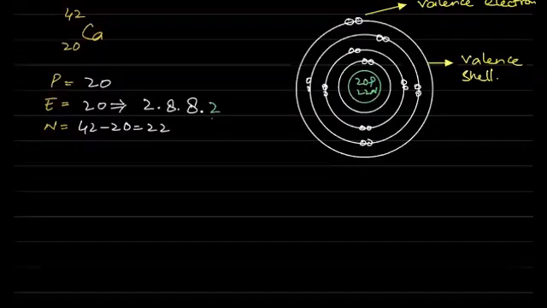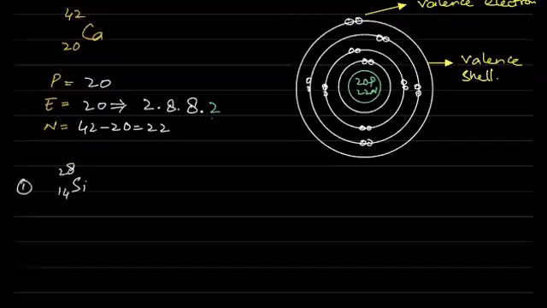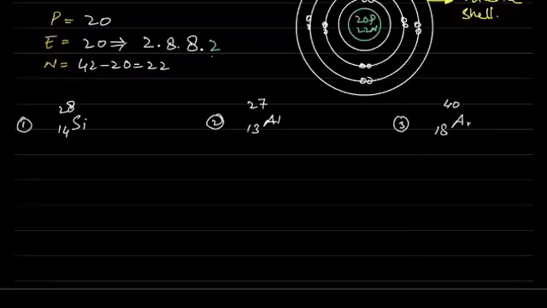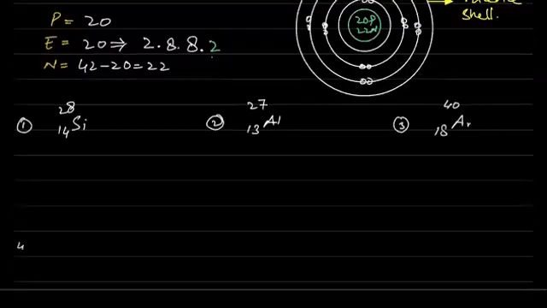Now I'm going to give you different elements. You have to draw the structure of these elements. Number 1 is silicon, 14 and 28. Number 2 is aluminum, 13 and 27. Number 3 is argon, 18 and 40. Number 4 is magnesium, 12 and 24. Number 5 is nitrogen, 7 and 14.